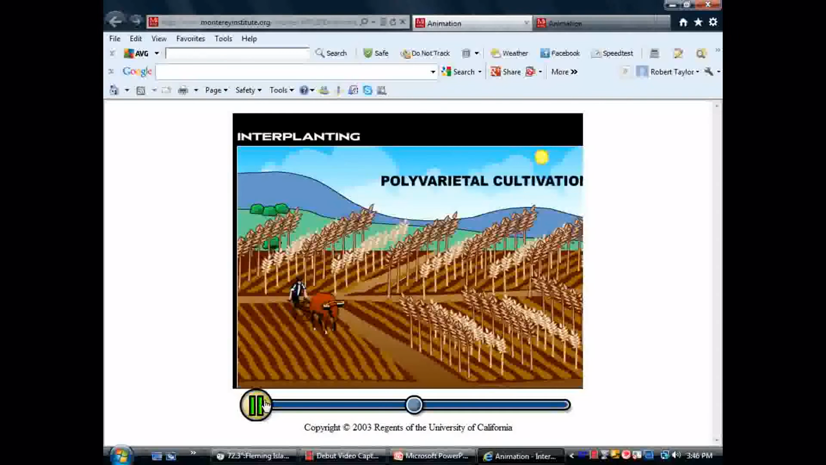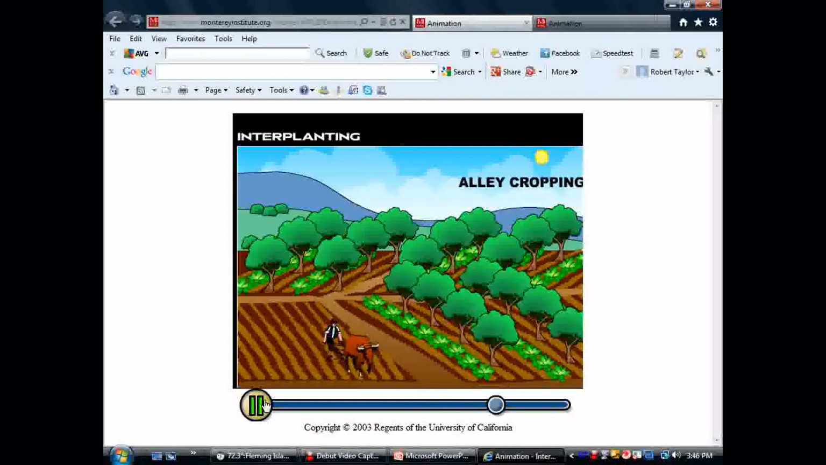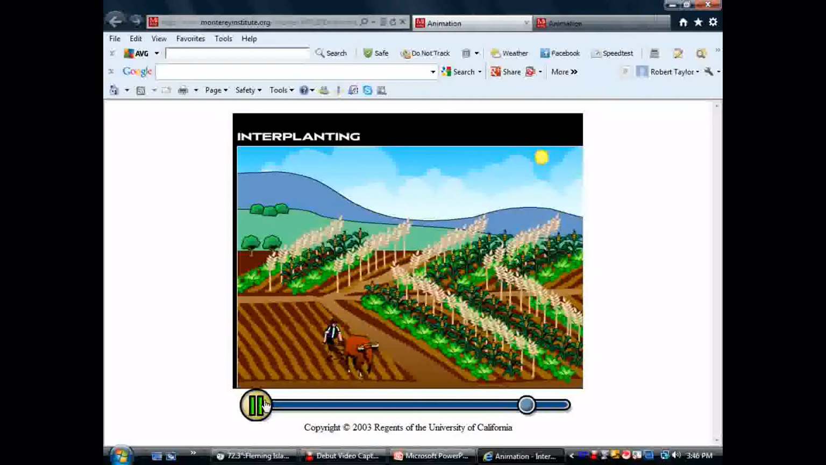Polyvarietal cultivation involves planting a field with several varieties of the same crop. Planting two or more different crops in a field at the same time is known as intercropping. One crop is usually a nitrogen user, such as a grain, while the other crop is a nitrogen producer, such as a legume. Alley cropping involves planting crops between rows of trees. The trees may provide a source of fruits or nuts. The most complex method of interplanting is known as polyculture. It involves planting together many different types of crops that mature at different times.